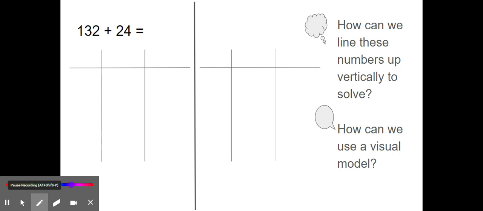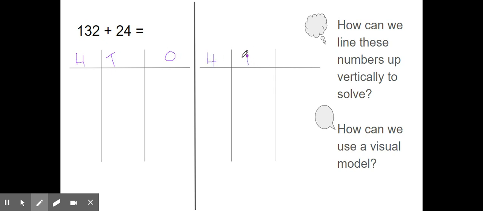How can we line these numbers up to vertically solve them? And how can we use a place value chart to model it? Let's start by filling in our units. Hundreds, tens, and ones. I'm going to fill it in both places. Hundreds, tens, and ones. I'm going to change my color to make sure you can see well.